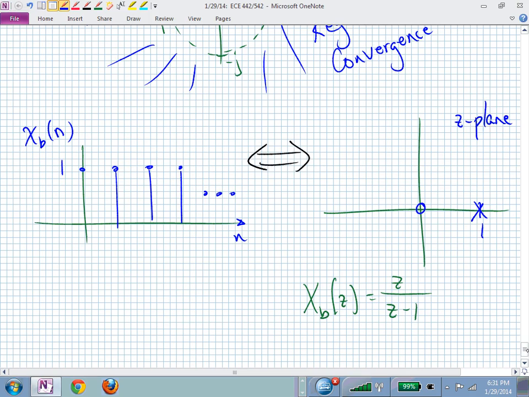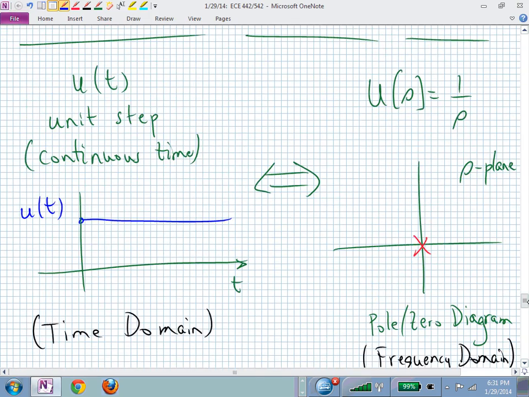If you go back here, where is this pole in the S-plane relative to the stability boundary in the S-plane? Where is my stability boundary in the S-plane? My boundary is this imaginary axis, isn't it? I need to be to the left of that to be stable. So that pole is right on the stability boundary.